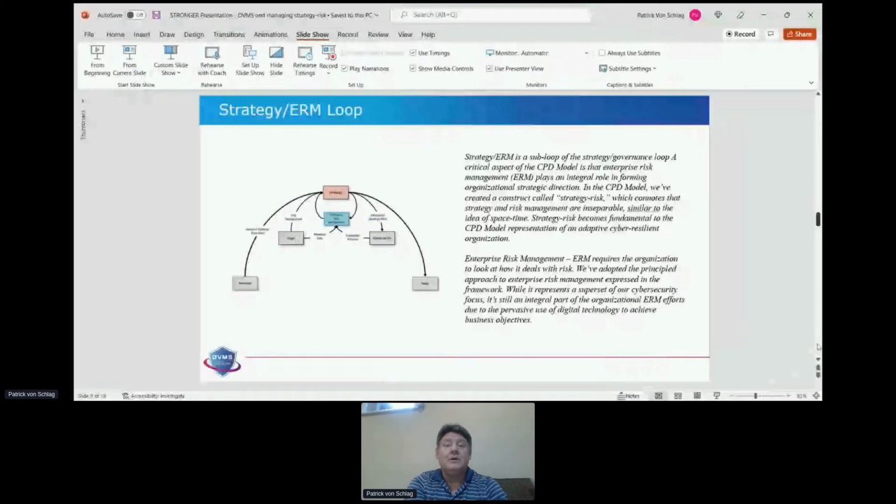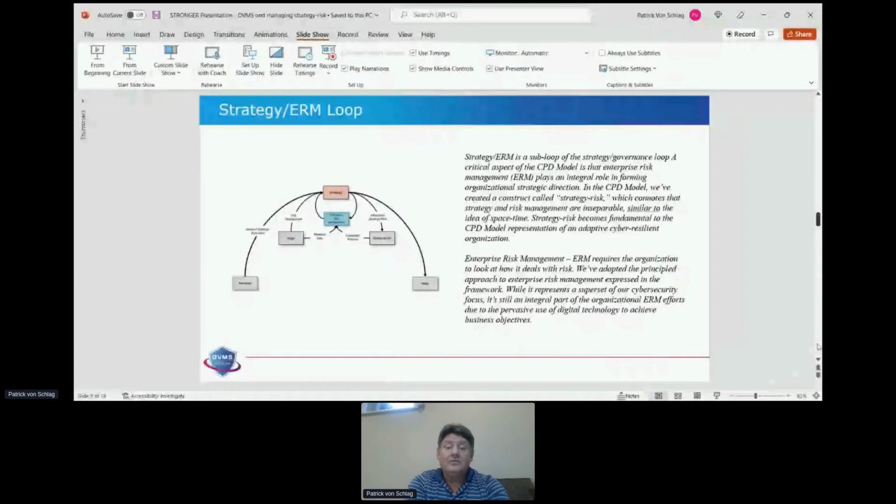So in the book, they introduce this notion of strategy risk, right? And that strategy risk describes a set of broad organizational strategic intent. Strategic goals we want to achieve, risk activities we have to be able to coordinate and manage to be able to deliver on those strategic objectives.